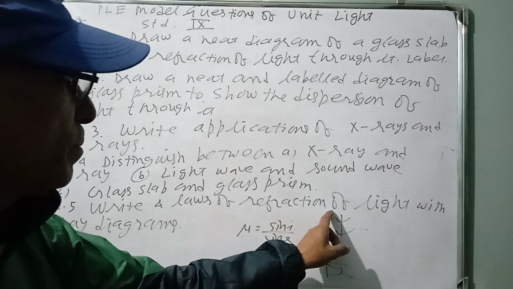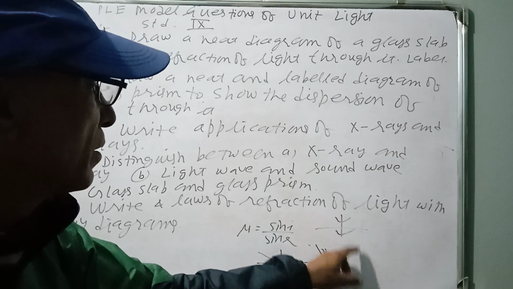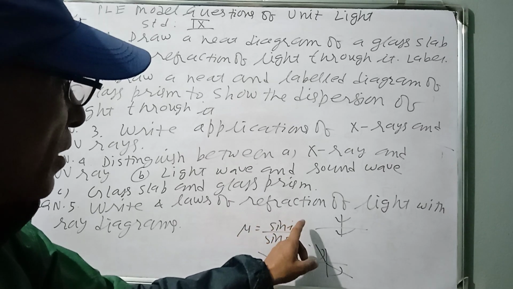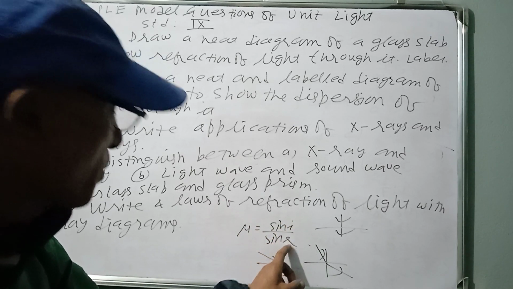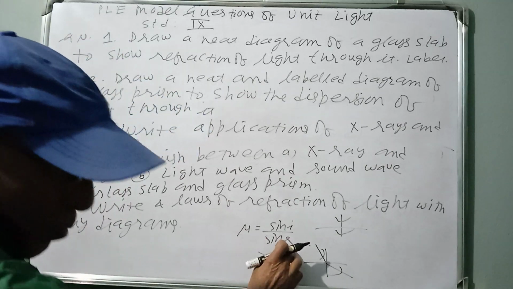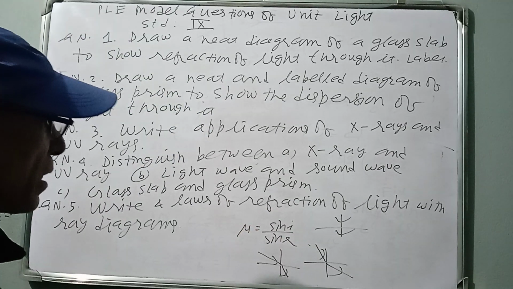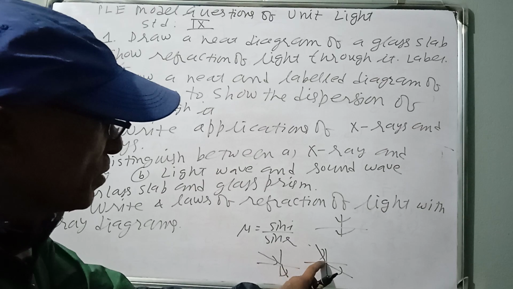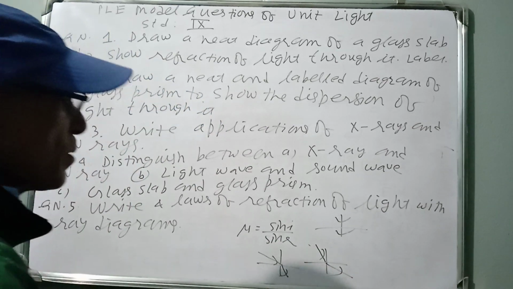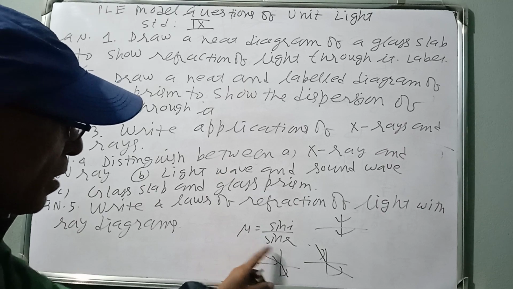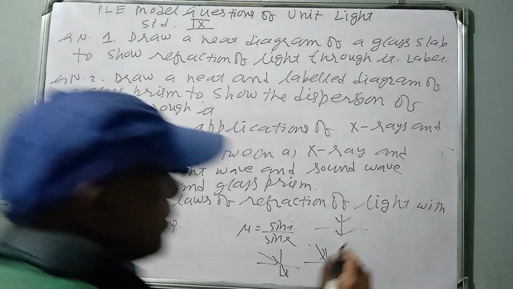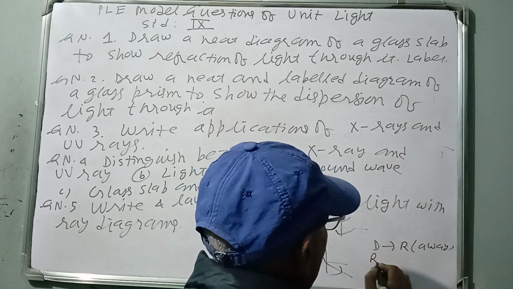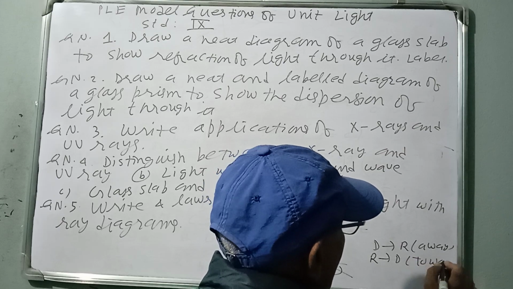First law. Second law: if a ray is normally incident, it is normally refracted. Third law, Snell's law: the ratio of the sine of the angle of incidence to the sine of the angle of refraction for any two given media is constant. It is called the refractive index. If a ray passes from a denser medium to a rarer medium, it is bent away from the normal. If a ray passes from rarer to denser, it is bent towards the normal. Here I have already written dr away and rd towards.